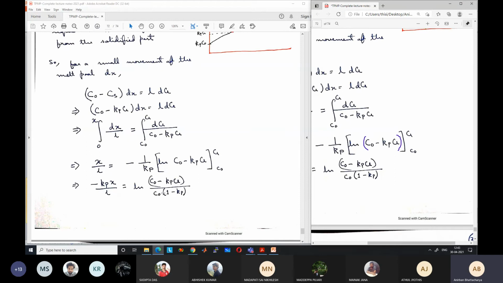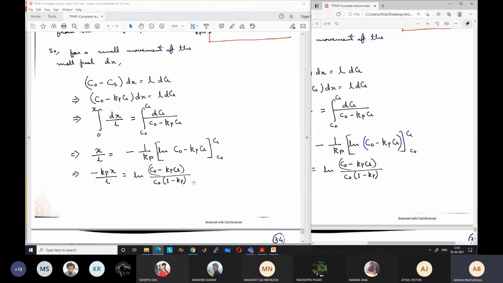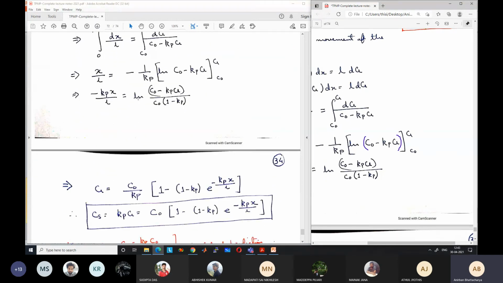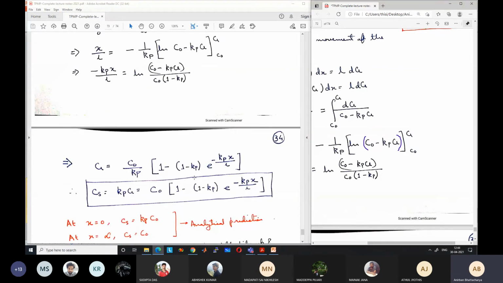So if you remove the log, we get e to the power minus Kpx by L is equal to (C0 minus KpCl) by C0 (1 minus Kp). If you rearrange the terms, you get Cl is equal to C0 by Kp, (1 minus (1 minus Kp) e to the power minus Kpx by L). Okay. So this is the variation of concentration in the liquid with variation of x. When the x changes, how the Cl value changes.